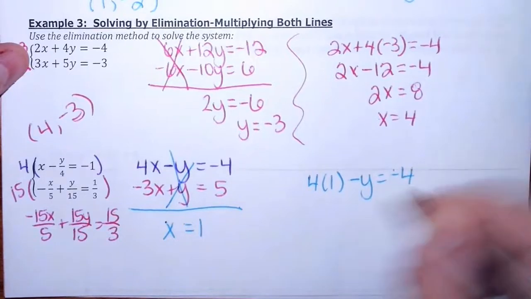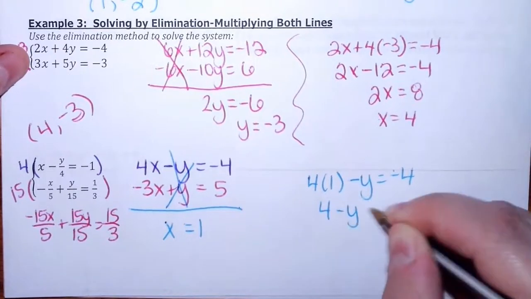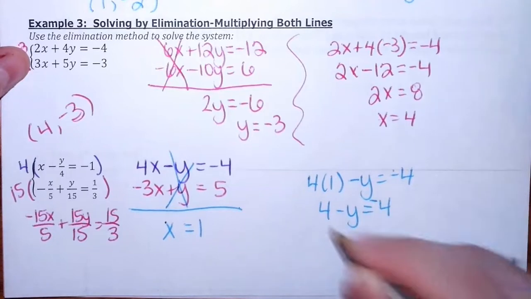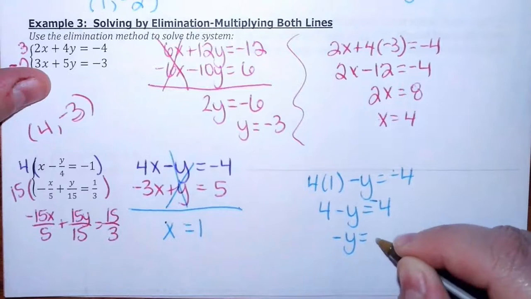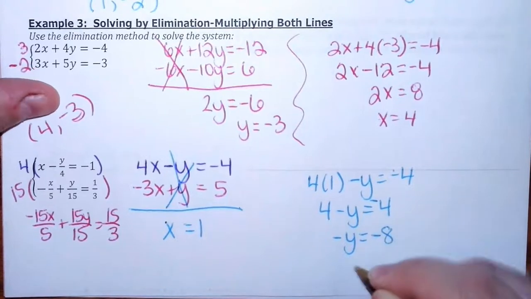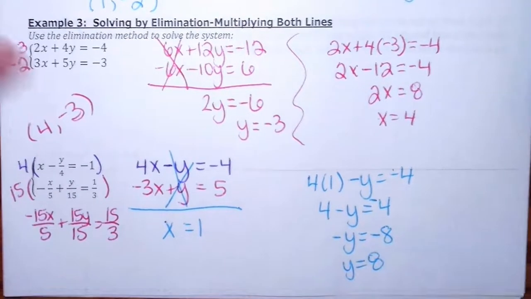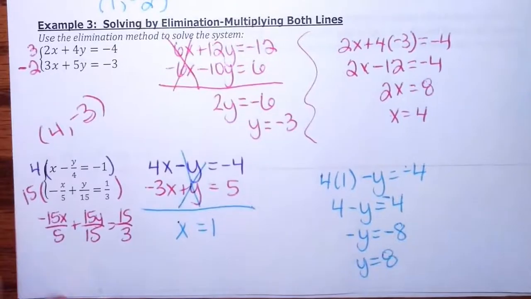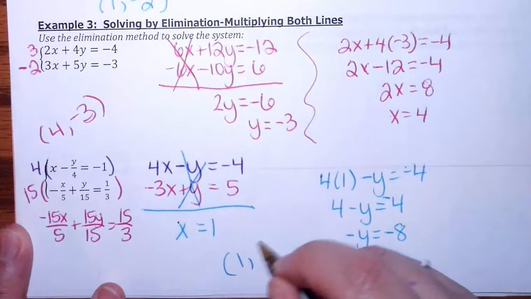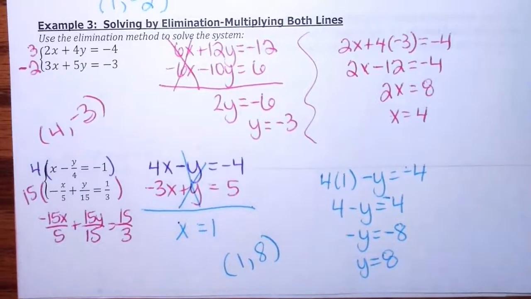So this would be 4 minus y equals negative 4. If I subtract 4 from both sides, I'm going to get negative y equals negative 8. So then y will be 8. So it looks kind of complicated, but once I cleared the fractions, that actually turned out to not be too bad of a system. And the intersection point there would be (1, 8).